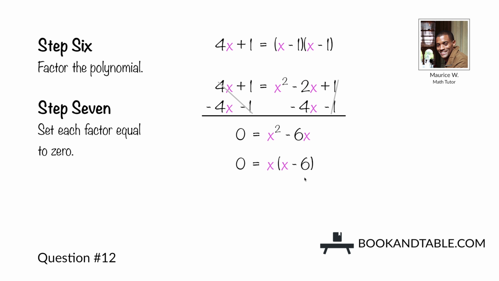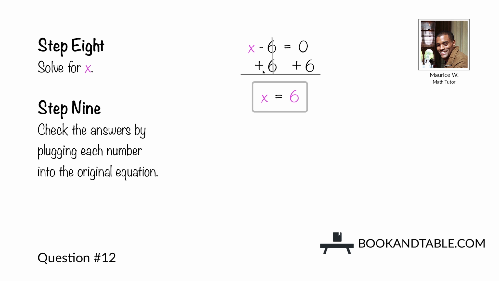So step 7, set each of these factors equal to 0. So x is equal to 0 winds up being one of our potential values. And we set this factor, x minus 6, equal to 0, and we solve for x. Add 6 to both sides, giving you x is equal to 6 as our second possible value.